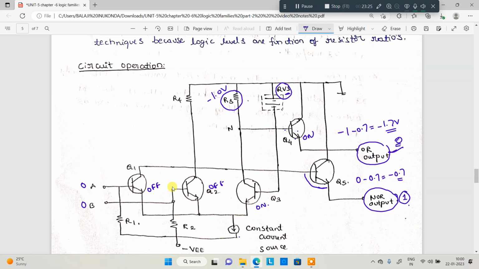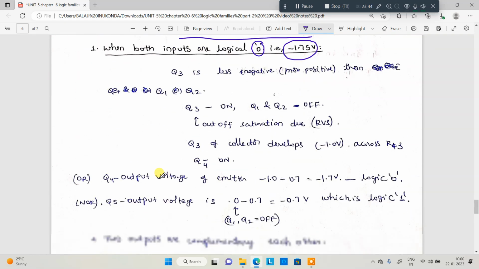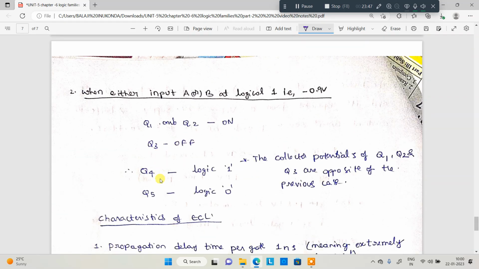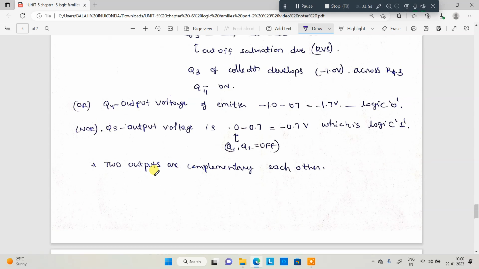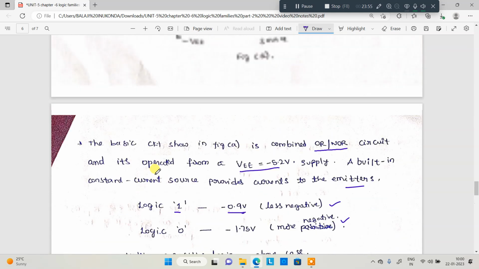In the same case, we are going to discuss when both the inputs are high, and when one of the inputs is low, otherwise one of the inputs is high. What will happen? See, in the same case. So everyone is clear about the first case. And then the second case, when either input A or B is at logic 1, that is minus 0.9. The output you may expect is minus 0.9, logic 1. That is less negative.